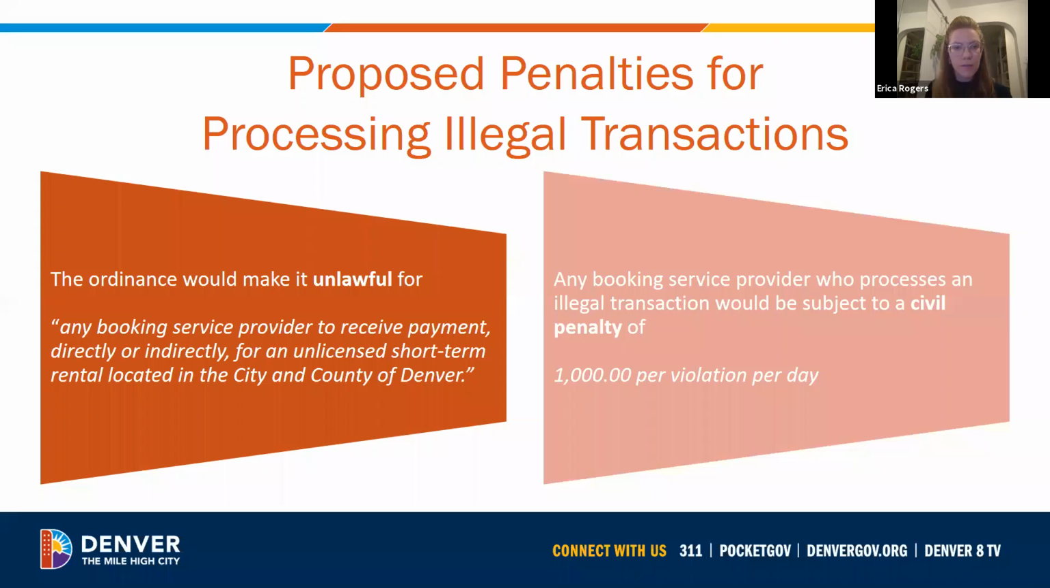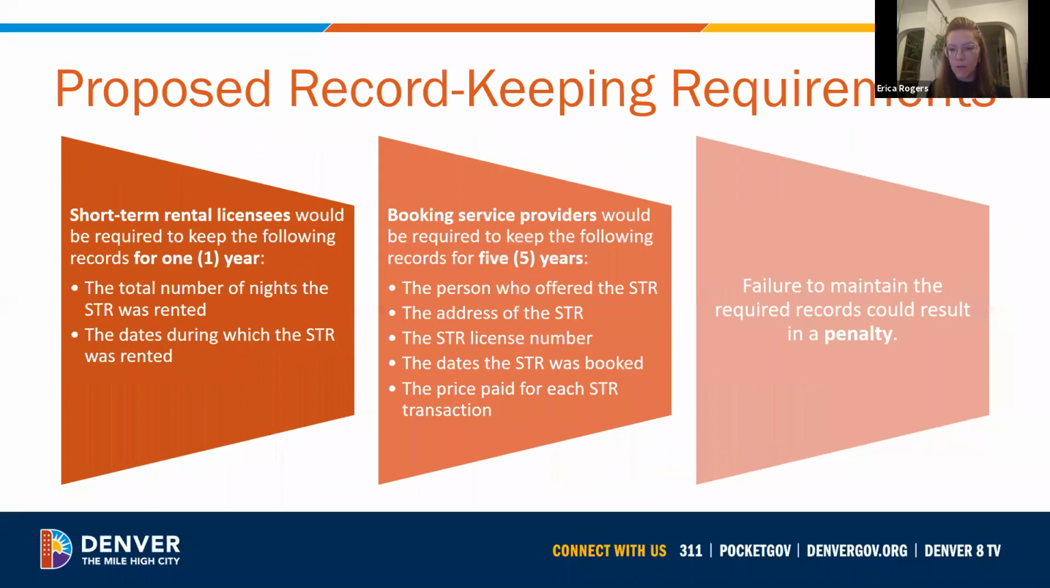So the other things that are in the ordinance, like I said, there are some records and compliance requirements for the hosts, as well as the booking service providers. These are things that, from what we've heard and read and researched, hosts and booking service providers are already keeping track of for tax purposes or record keeping purposes. So this will just help us in the enforcement of the ordinance. They would be subject to the regular administrative fine schedule, not the $1,000 per day.